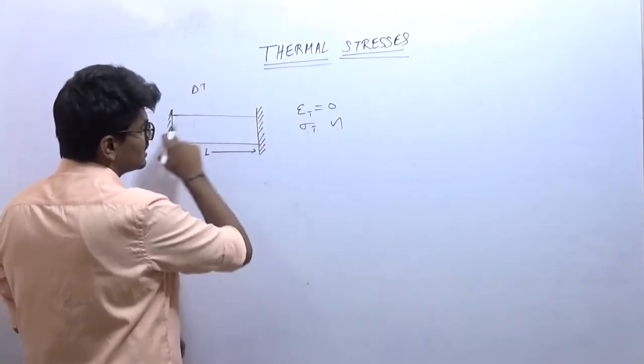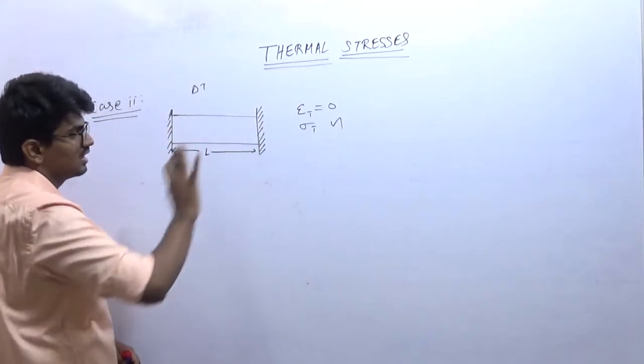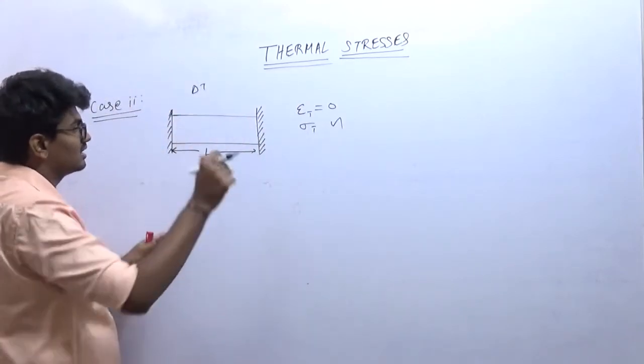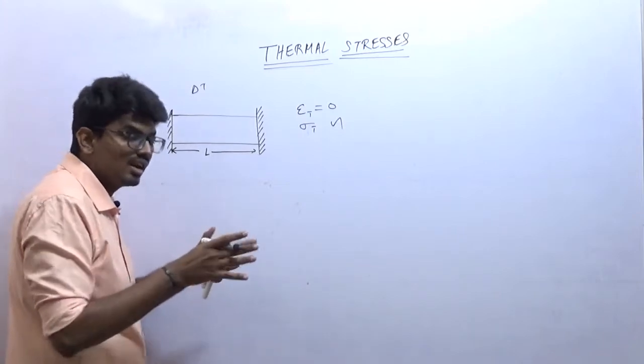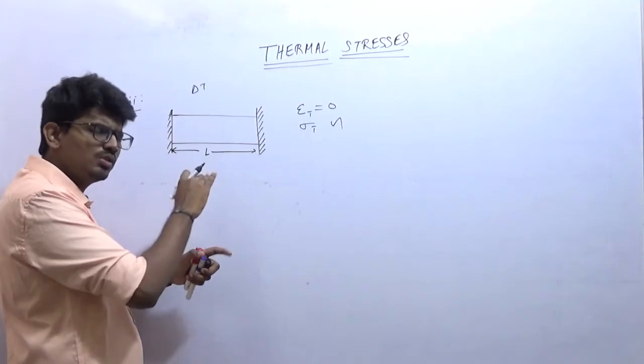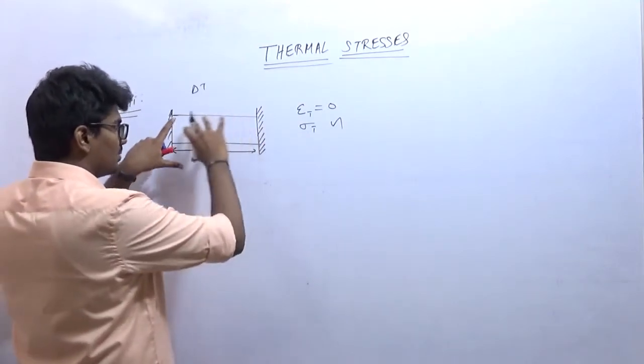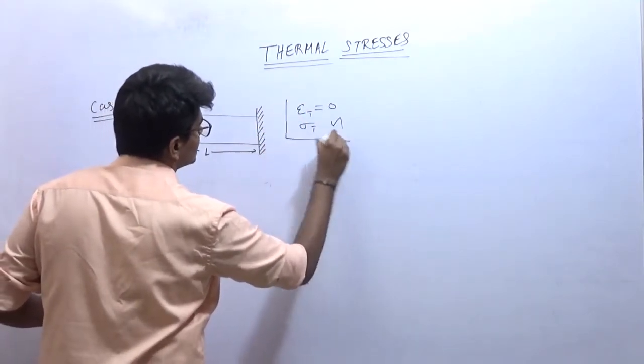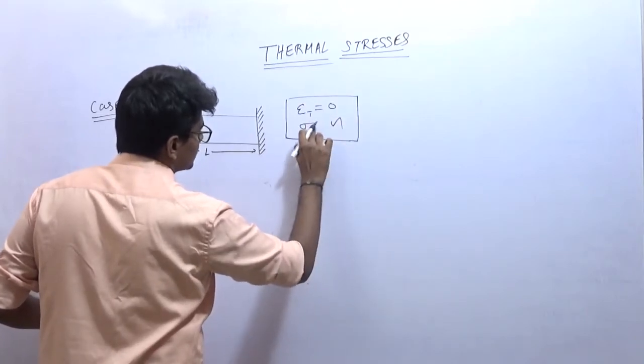Similarly, I am talking only about the axial direction. Don't ask me about the y direction. In the y direction, it's going to expand freely. I'm not going to worry about that now; I will talk about that later. For now, I'm considering only the axial direction. So epsilon T is 0, sigma T is there.